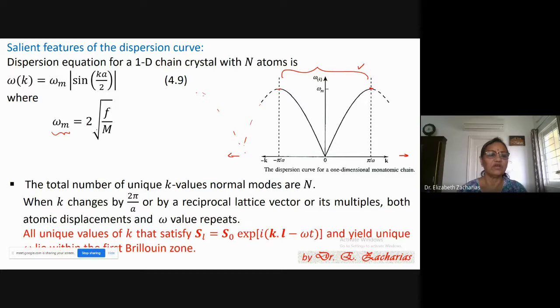And what is it? It is under root of f by m. Here, I want you to remember under root of k by m, which you have studied in physics. It is the same. Next, the total number of unique k values or normal modes is N. That also we have seen. Next, when k changes by 2 pi by a, every time you are going to move by 2 pi by a.